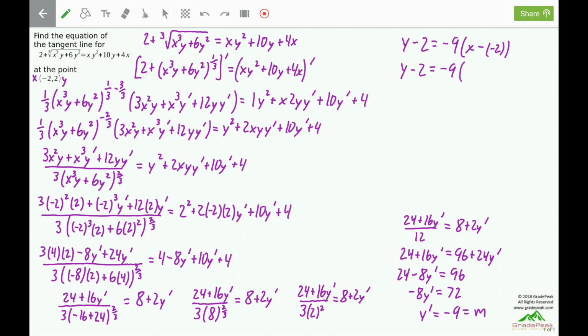we can start by x minus a negative 2 is the same thing as x plus a 2. Now we can distribute the negative 9 in, and that will give us negative 9x minus 18. And we can now add 2 to both sides to solve for y, and we get negative 9x minus 16. And there's the equation of the tangent line for that implicit equation at that point.